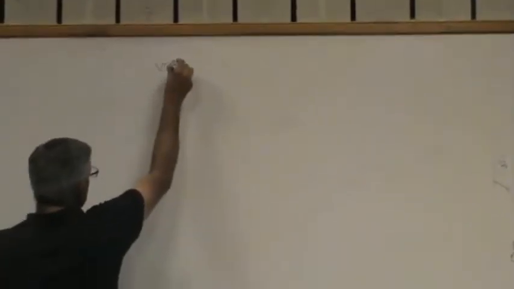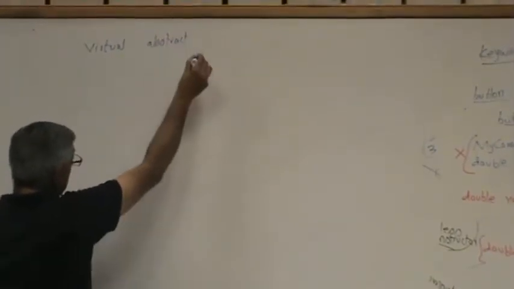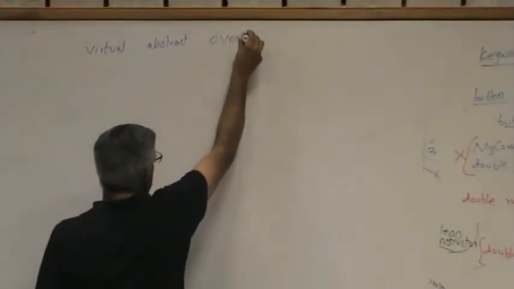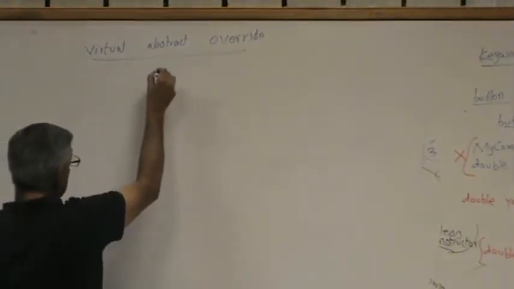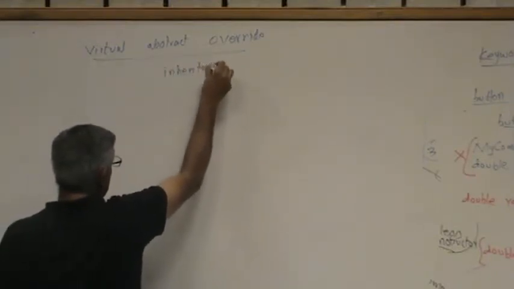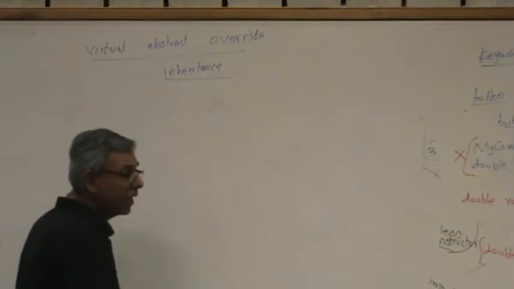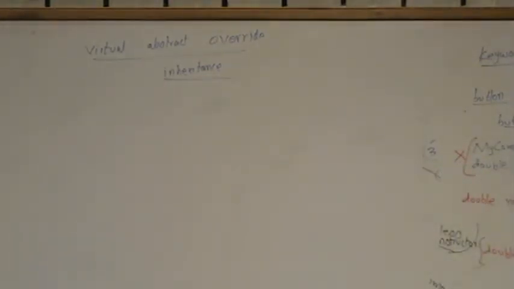So now we want to clarify virtual, abstract, and override. All of these have to do with inheritance. In fact, this will be a lot better if I go to the computer. So let me go to the computer, because then I can copy and paste the code and save a lot of time.